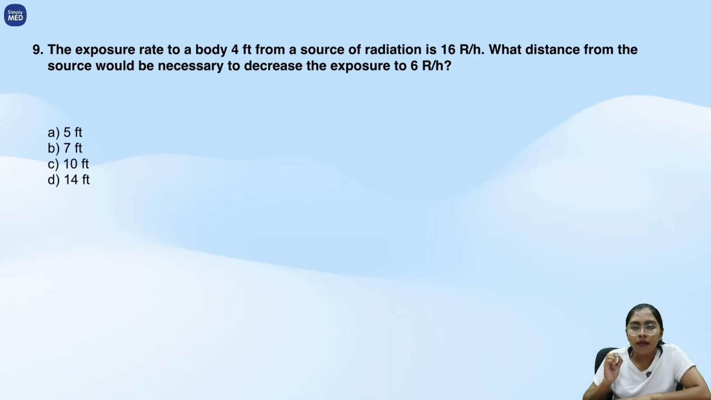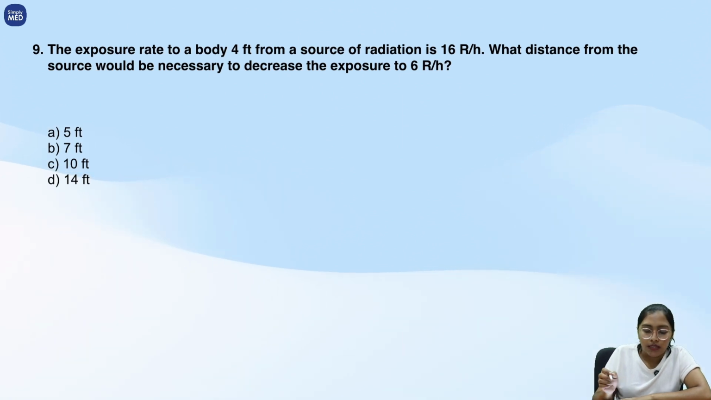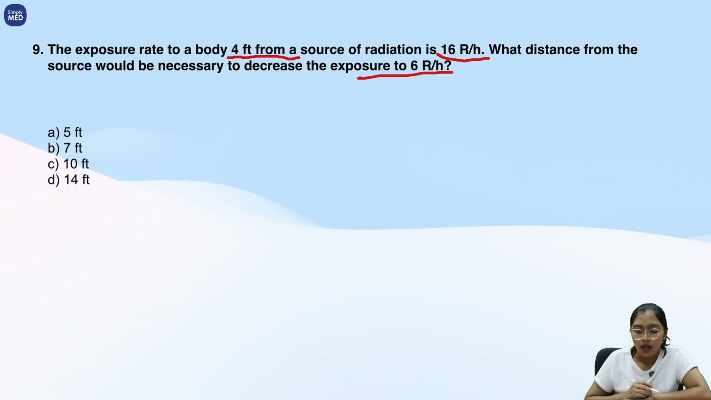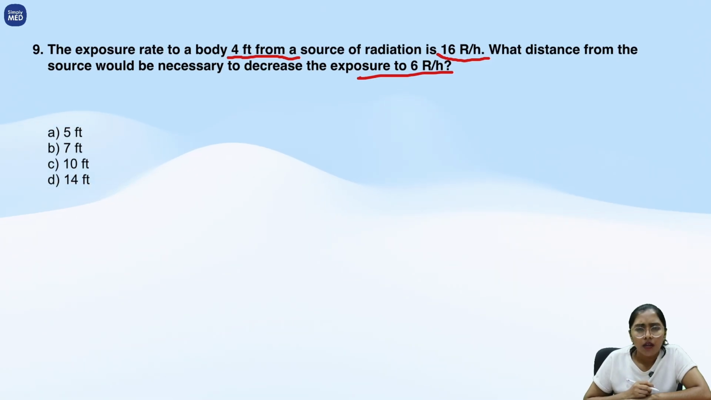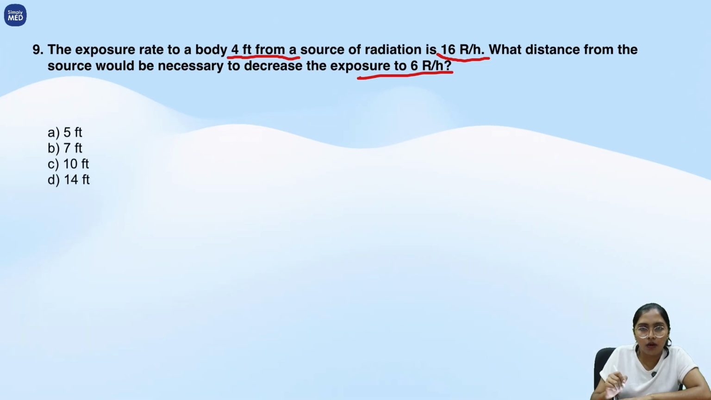Now this is a must-know MCQ for everyone preparing for any competitive exam. Okay, so let's see. The exposure rate to a body 4 feet from a source of radiation is 60 Roentgen per hour. What distance from the source would be necessary to decrease the exposure to 6 Roentgen per hour? So we have to find out the distance here. Before we go to the equation part, let me clarify the concept for you.